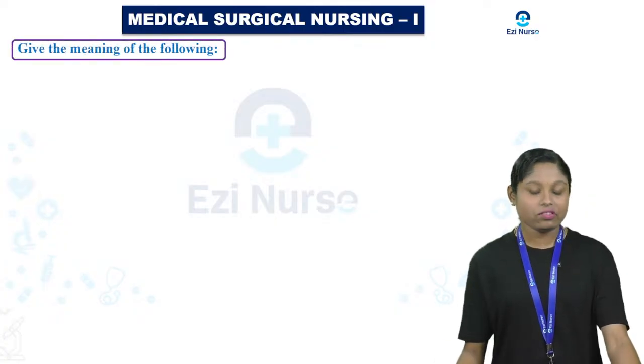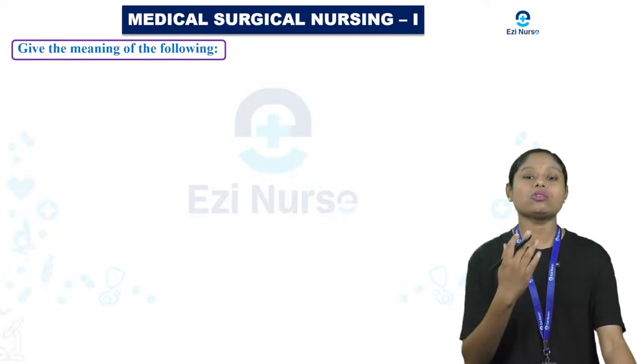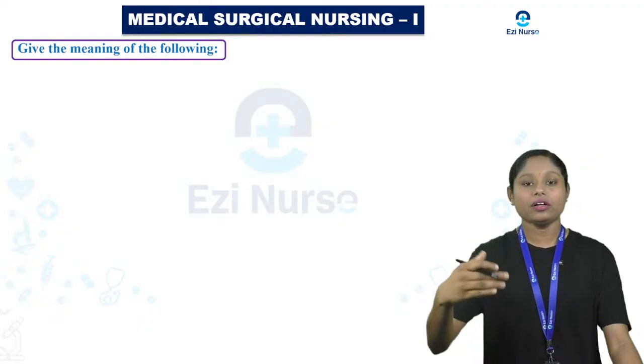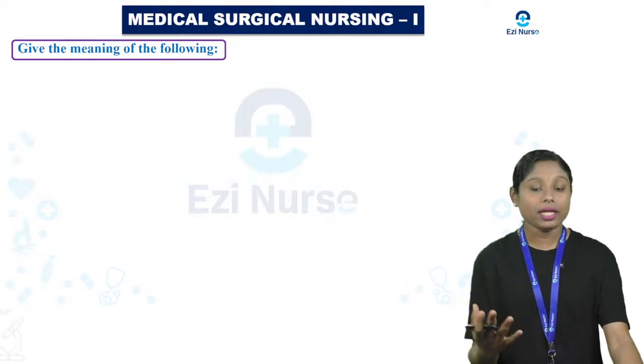First, give the meaning of the following. Let's discuss some word meanings first. That is also the first question you will get in the examination. In the first paper, in the first part, you need to answer 4 meanings of words.